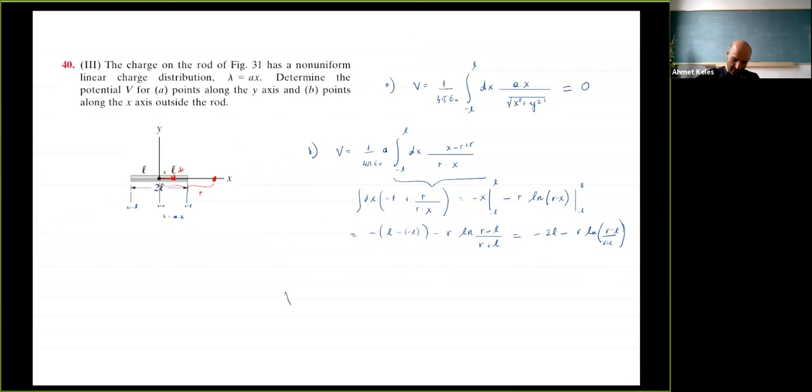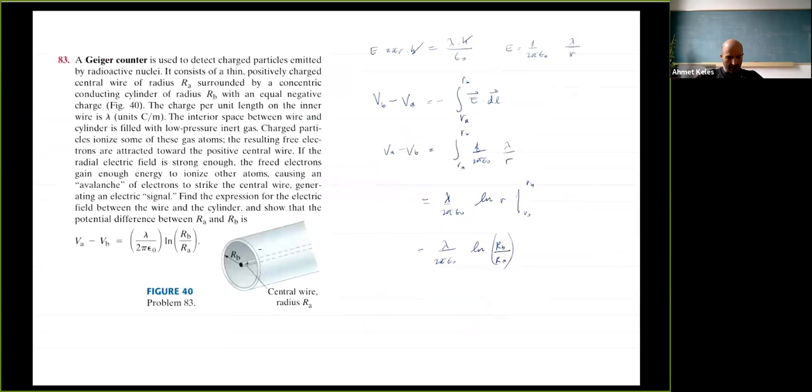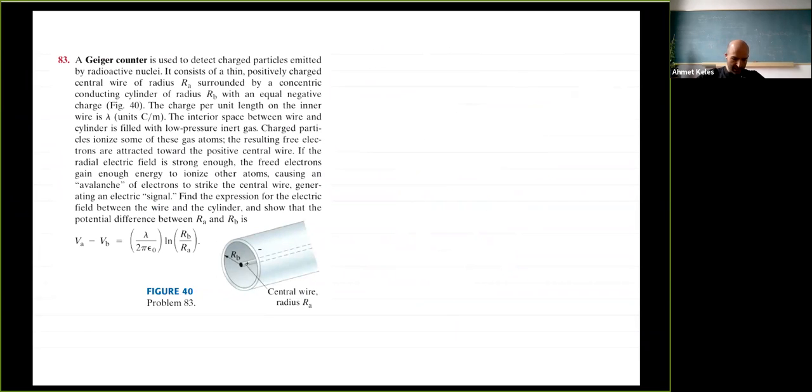Then V finally is 1 over 4 pi epsilon naught times, and this is like minus 2. Okay, there's also A here. Minus 2L minus R, minus L over R plus L. Okay, let me clean this. A lot of things to read, but let's see what it is.